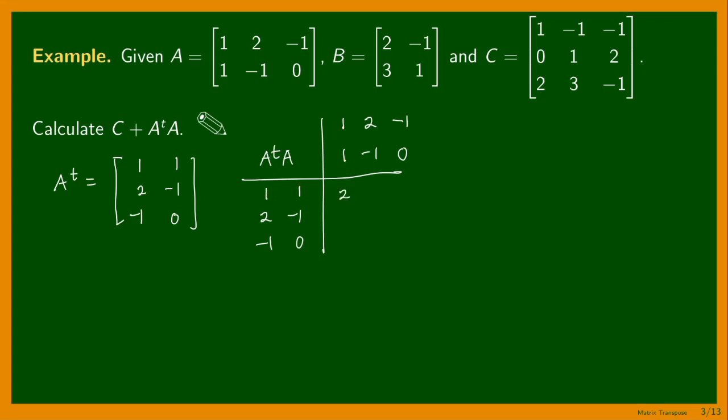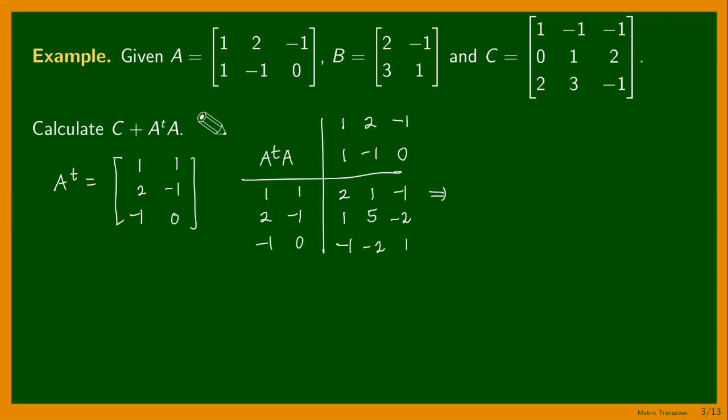So for the 1, 2 entry, we have 2 minus 1, that's 1. For the 1, 3 entry, we have negative 1 plus 0, that's negative 1. For the 2, 1 entry, we get 2 minus 1, that's 1. For the 2, 2 entry, we get 4 plus 1, which is 5. For the 2, 3 entry, we have negative 2 plus 0, that's negative 2. For the 3, 1 entry, we get negative 1 plus 0, that's negative 1. For the 3, 2 entry, we get negative 2 plus 0, that's negative 2. And finally, for the 3, 3 entry, we get 1 plus 0, that's 1.